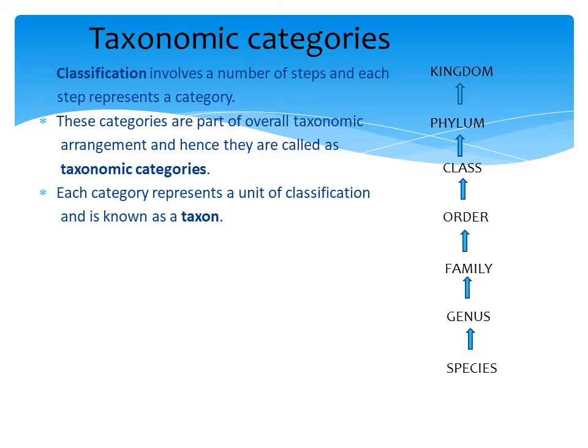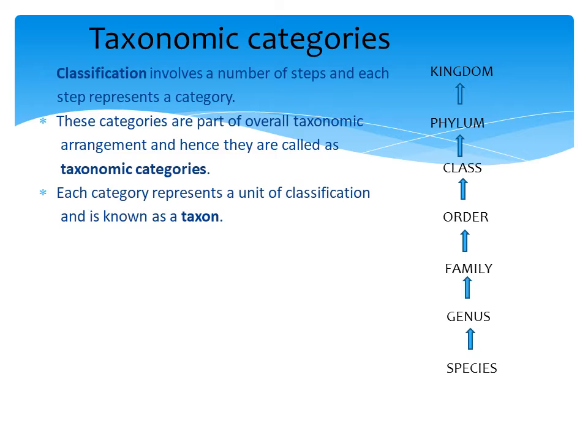They are kingdom, phylum, class, order, family, genus, and species. So they are in a hierarchical order. Species is the smallest taxonomic category and kingdom is the largest taxonomic category. How do we remember this hierarchical pattern?